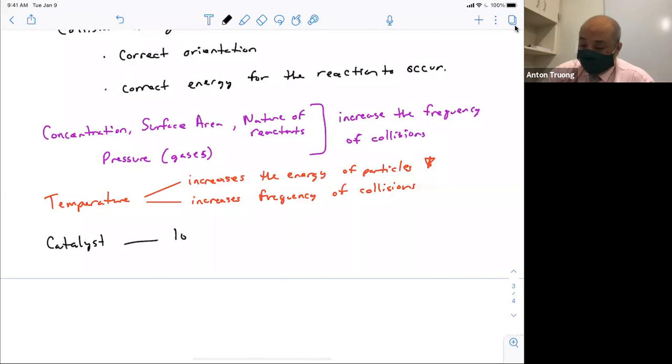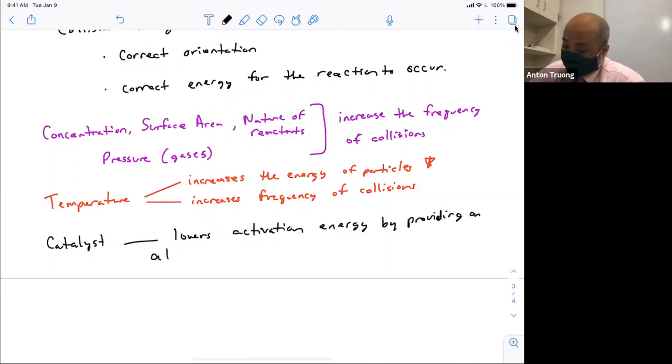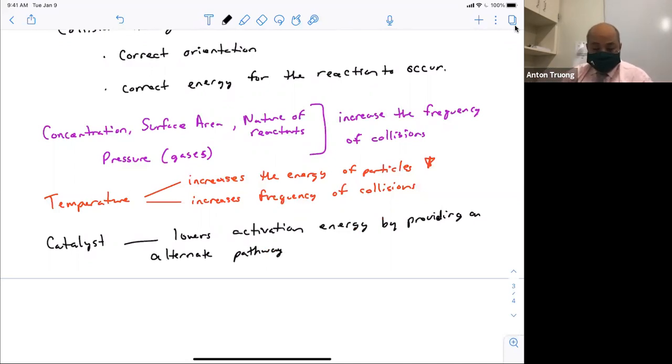A catalyst lowers the activation energy. Therefore, more particles have the right amount of energy. Let's write lowers activation energy by providing an alternate pathway. It's really strange that they don't say alternate pathway like in their syllabus tracker, but that was on the mark scheme. So lowers activation energy by providing an alternate pathway for the reaction to occur.